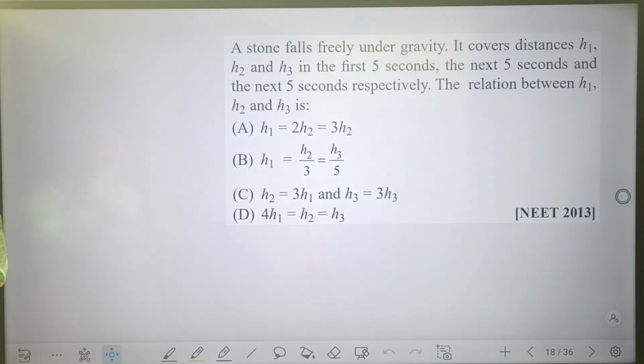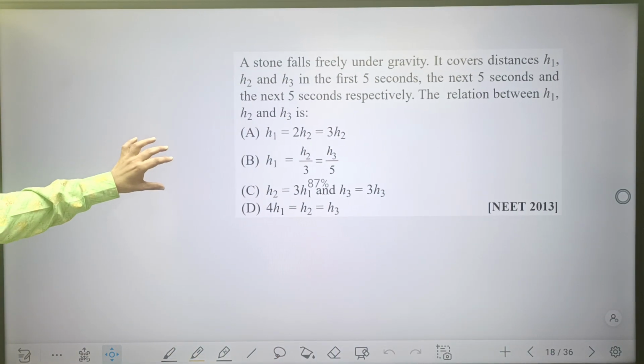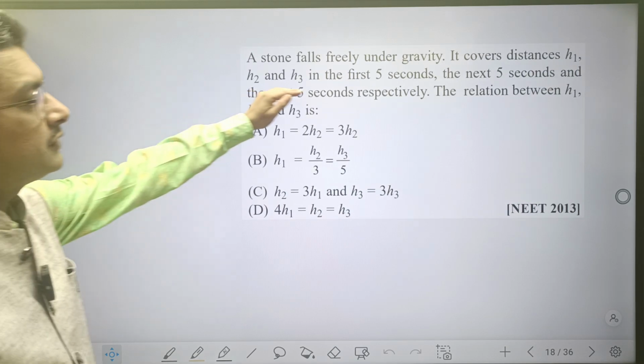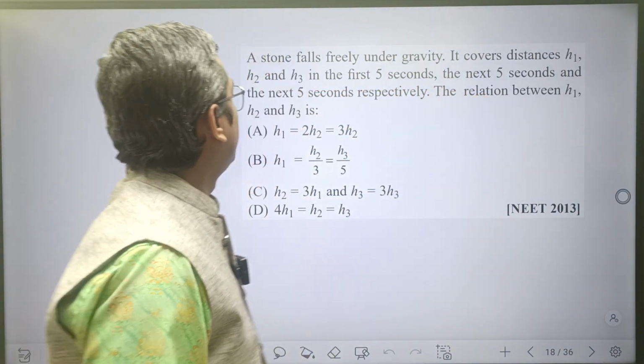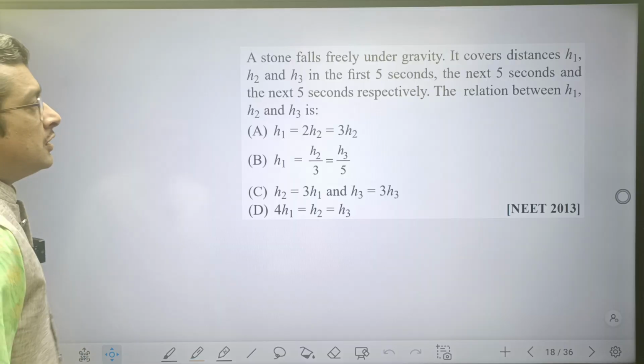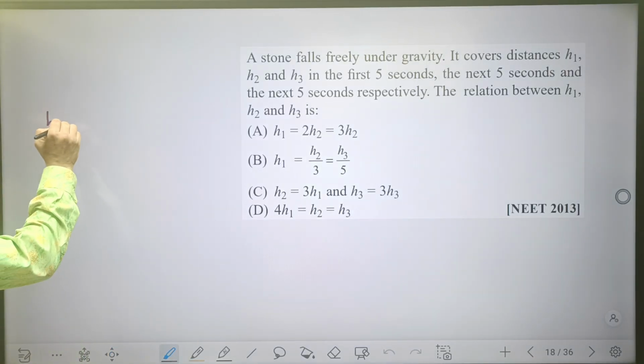A stone falls freely under gravity. It covers distance h1, h2 and h3 in the first 5 seconds, the next 5 seconds and the next 5 seconds. So let us first find the expression for h1.